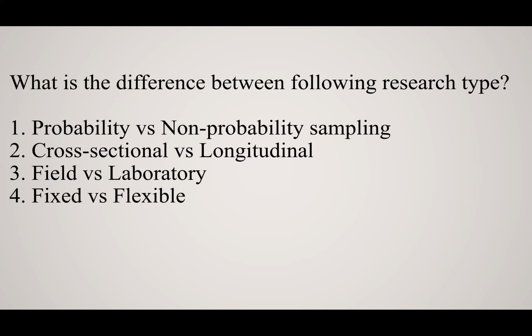Any idea? Anyone want to answer? We talked last lecture about probability and non-probability sampling. For probability we have about four types: random sampling, systematic sampling, stratified sampling, and so on. So what is the difference between probability and non-probability? You know, that's the type.